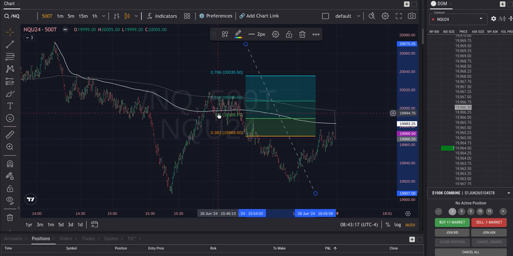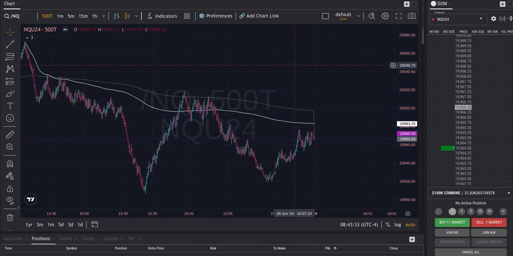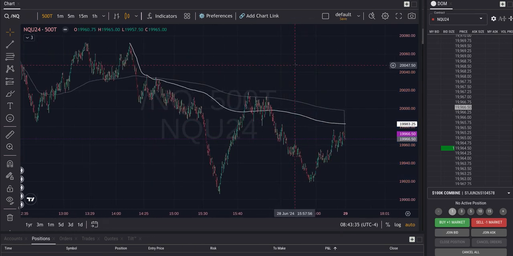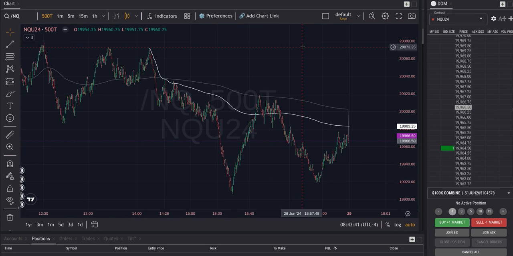I would have already been out had I flipped and shorted this, because I would have made the 400, and this would have chopped around. But anyway, it was late in the day, so I wasn't going to mess around anymore. But I could have possibly taken that trade. But anyway, I just want to do a quick recap on how I do things.